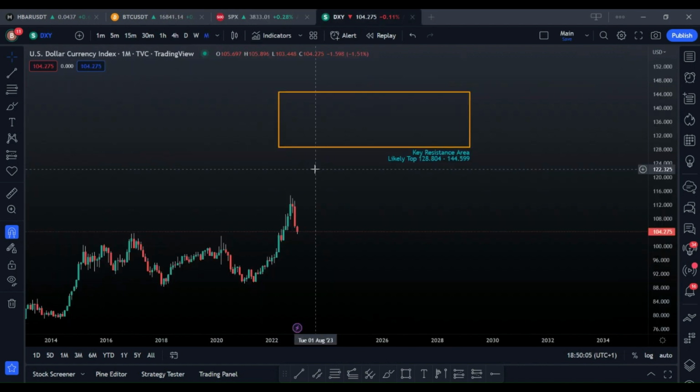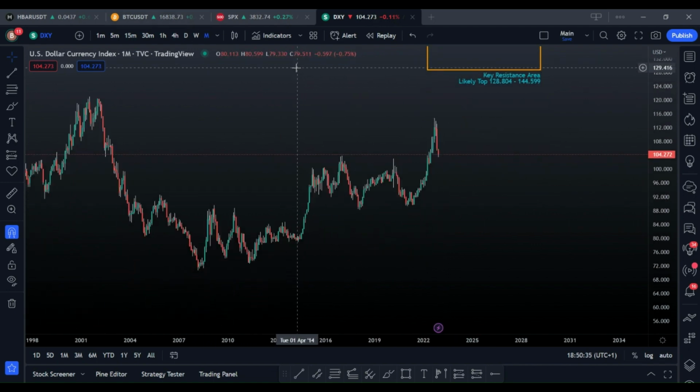And also in contrast to that, be on the lookout for the DXY. And if you don't know about the DXY, basically when the DXY is in an uptrend, that is bearish for stocks and crypto, and vice versa, when the DXY is in a downtrend, that is super bullish for crypto and stocks. So basically, we strongly believe that the DXY will top out in between 128 to 144 roughly.